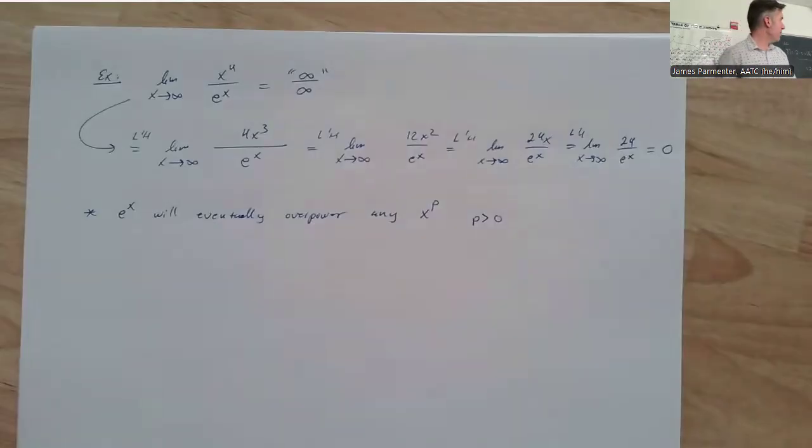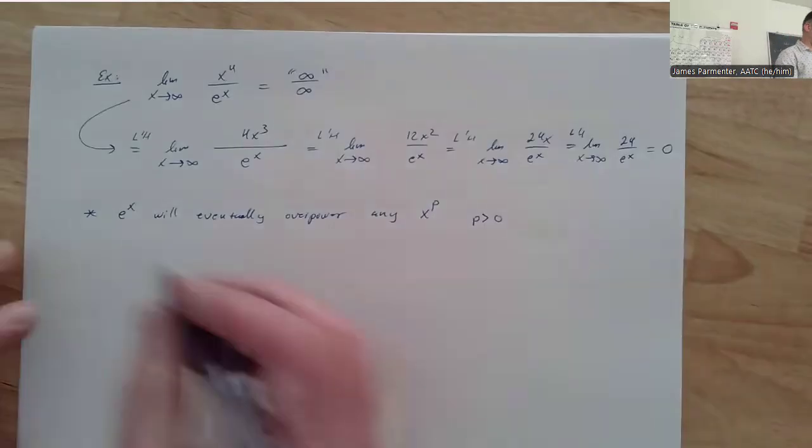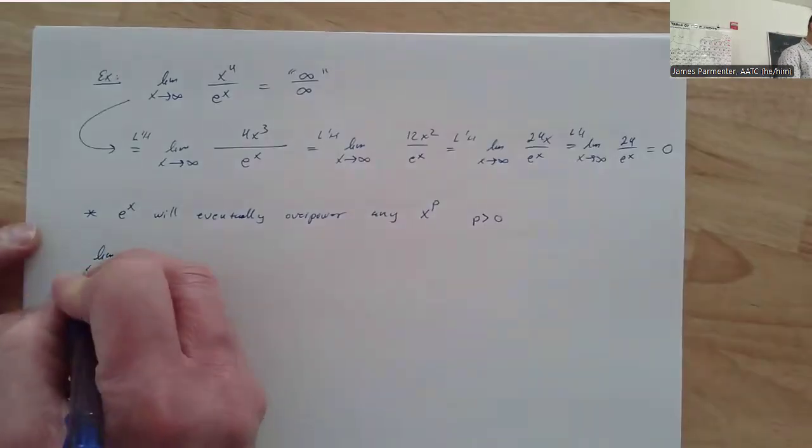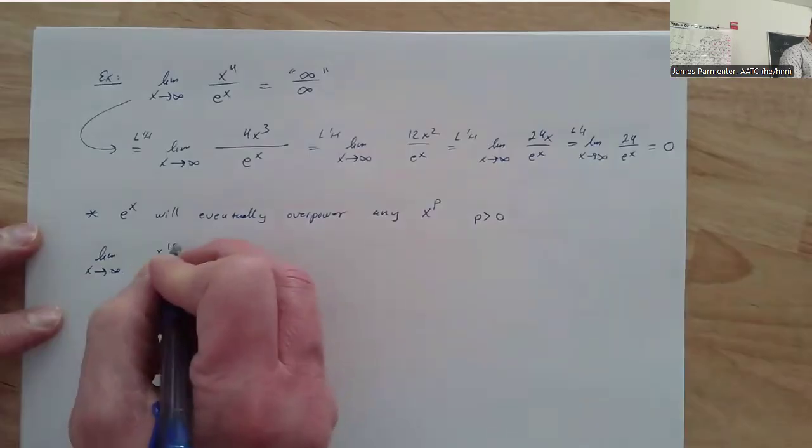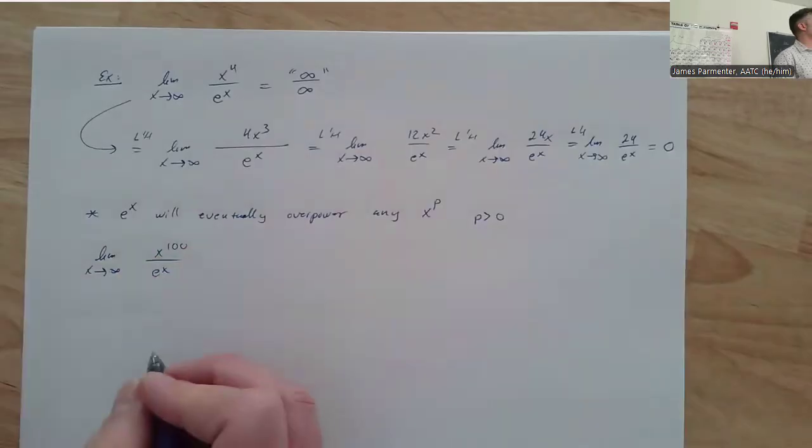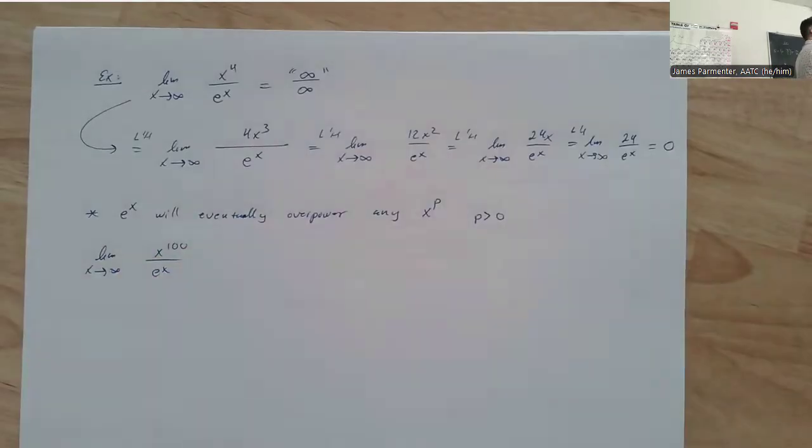There's definitely a question in the textbook that says something like, find the limit as x goes to infinity of x to the 100th power over e to the x. And you know what the answer is going to be already. You know it's going to be 0.